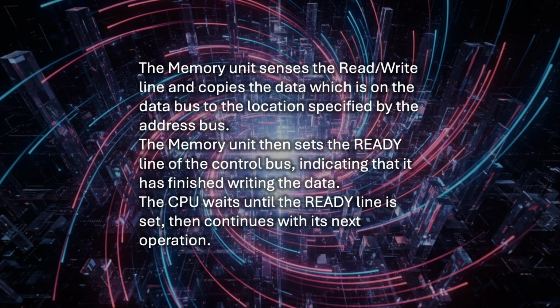The memory unit senses the read-write line and copies the data which is on the data bus to the location specified by the address bus. The memory unit then sets the ready line of the control bus, indicating that it has finished writing the data. The CPU waits until the ready line is set, then continues with its next operation.